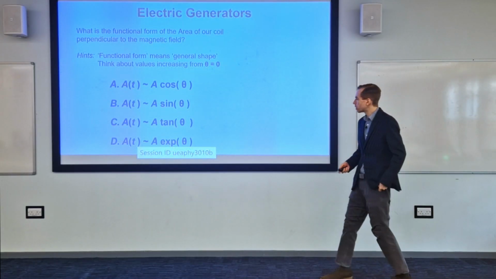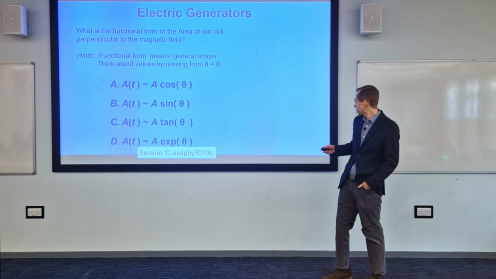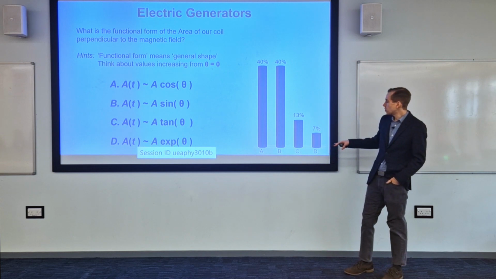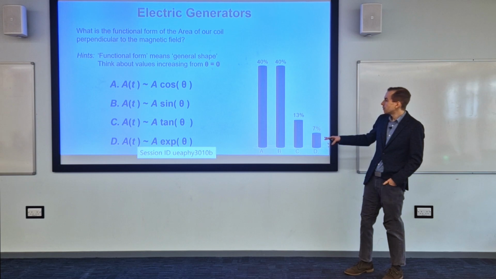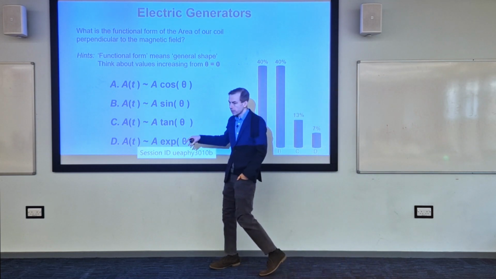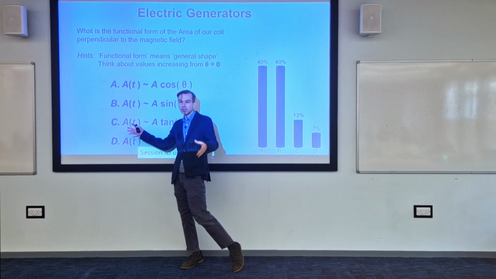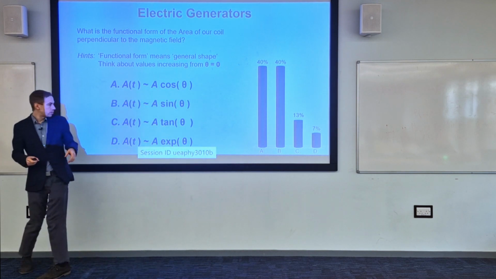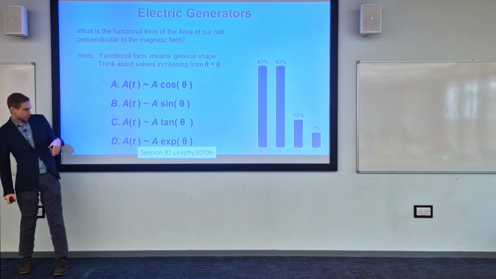Okay, let's see what everybody thinks. What's the functional form of our area versus time? What's everybody think? Okay, so some people thinking about all of these. Looks like most people thinking could be A or B. So the general idea with this is that we've got our area and it's a function of time. So there's going to be some area that the magnetic field can see against time. But all of these, we're thinking there's some functions of angle.